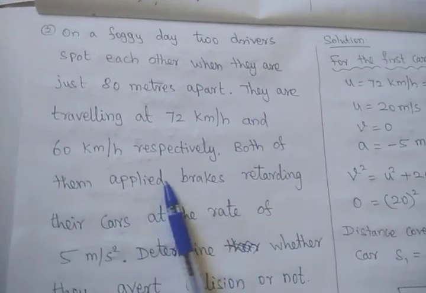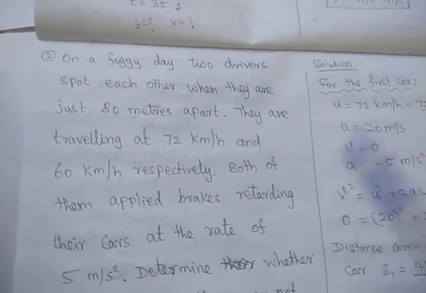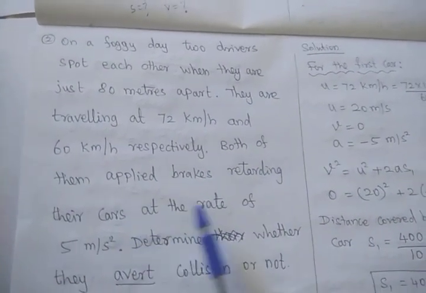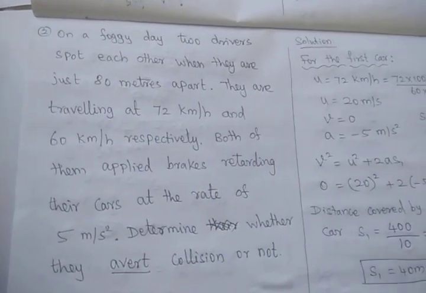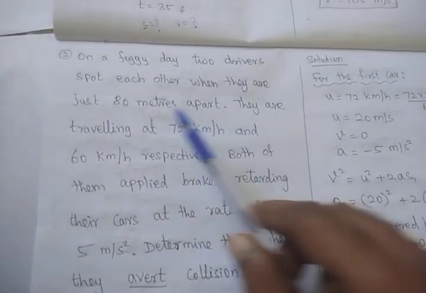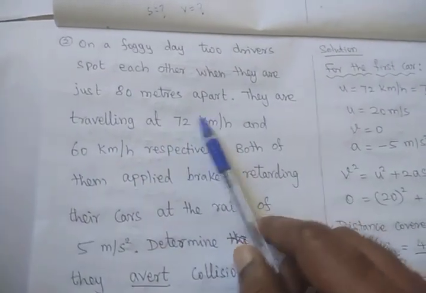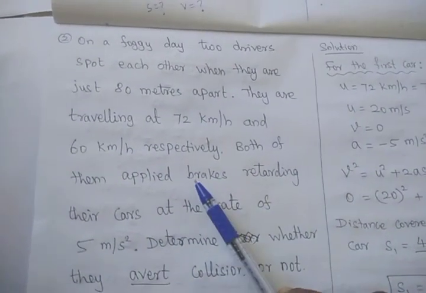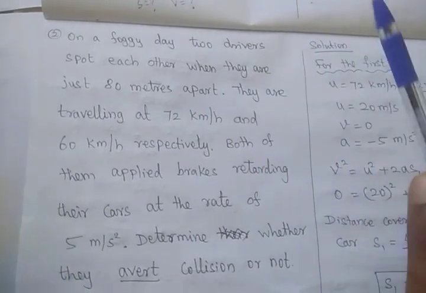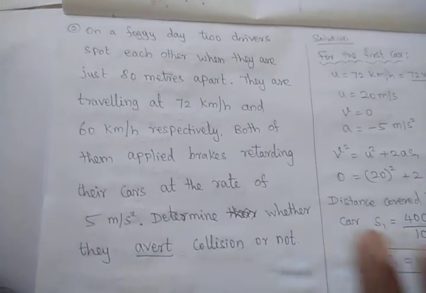Both of them apply brakes. After seeing each other in the opposite direction, they apply brakes. They retard their cars, retarding meaning slowing down the cars, at the rate of the brake deceleration, which is 5 meter per second squared. So they spot each other at 80 meters apart, coming with velocities 72 and 60 km per hour. After seeing that, they apply the brakes, both with the same deceleration of 5 meter per second squared. Determine whether they will collide or not.